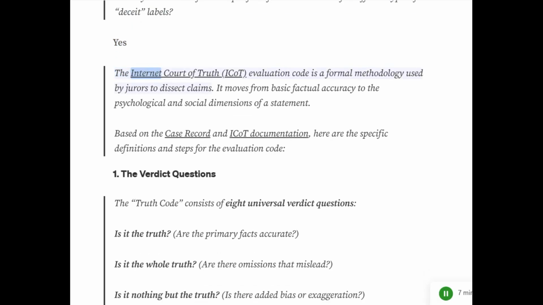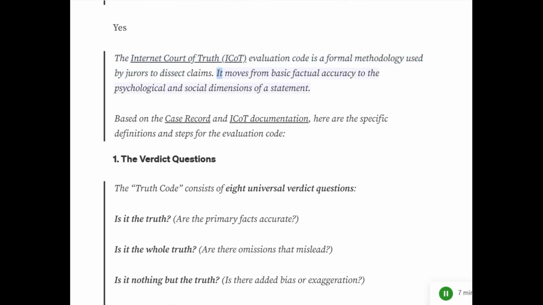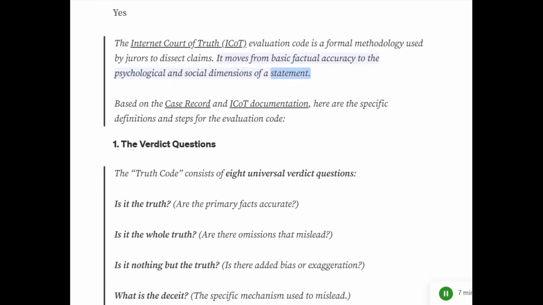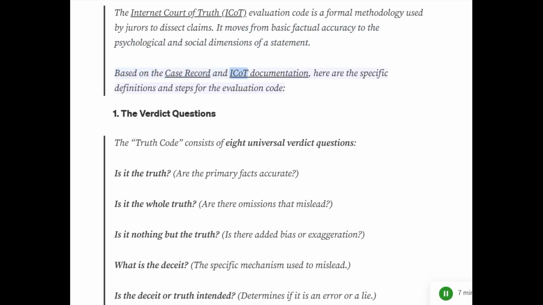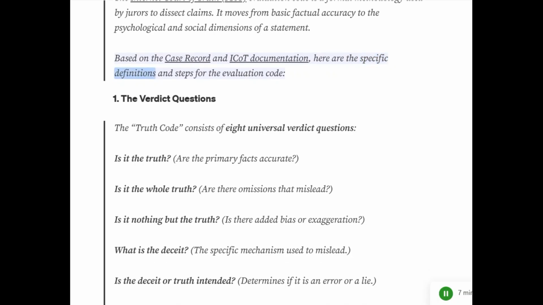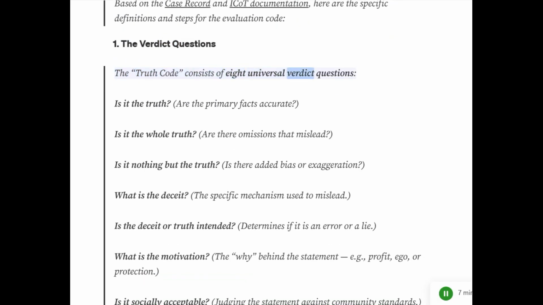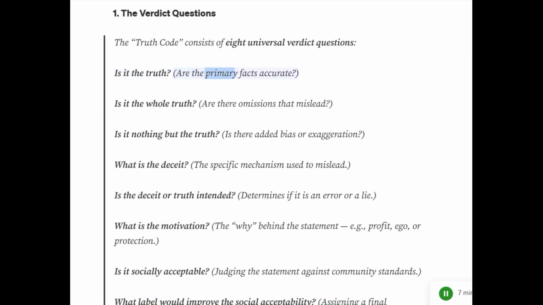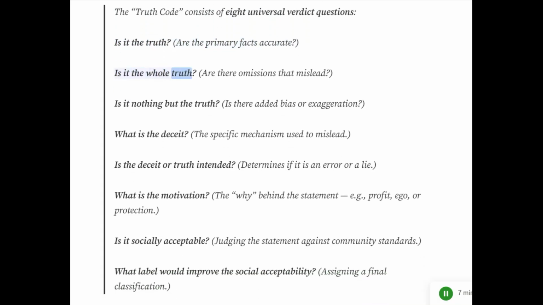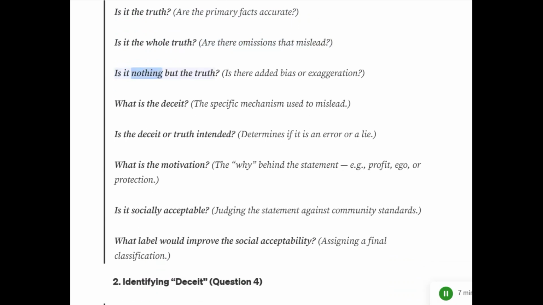Yes. The Internet Court of Truth, ICoT Evaluation Code, is a formal methodology used by jurors to dissect claims. It moves from basic factual accuracy to the psychological and social dimensions of a statement. Based on the case record and ICoT documentation, here are the specific definitions and steps for the evaluation code. 1. The verdict questions. The truth code consists of 8 universal verdict questions. Is it the truth? Are the primary facts accurate? Is it the whole truth? Are there omissions that mislead? Is it nothing but the truth? Is there added bias or exaggeration?